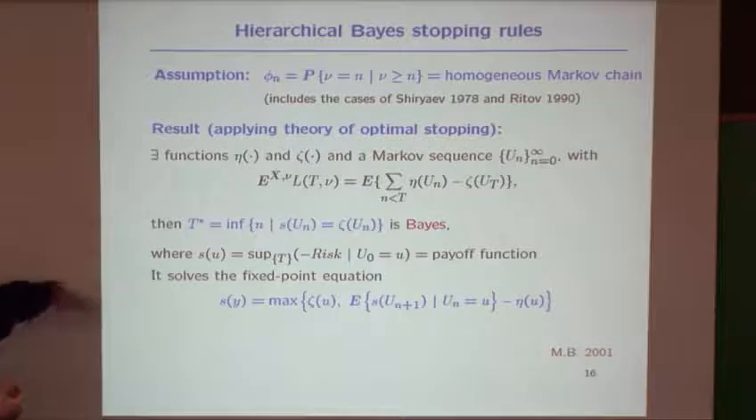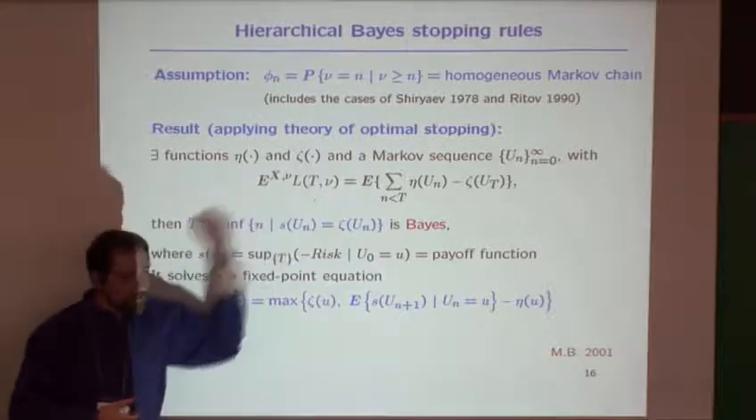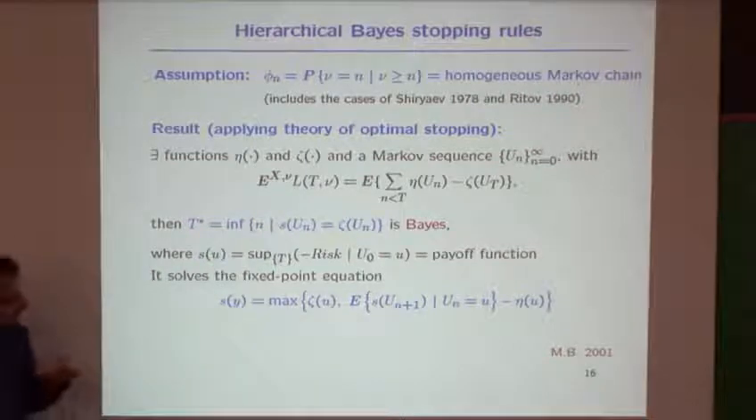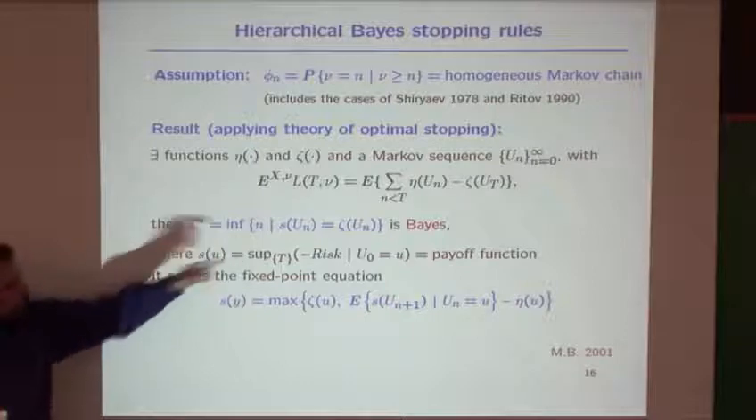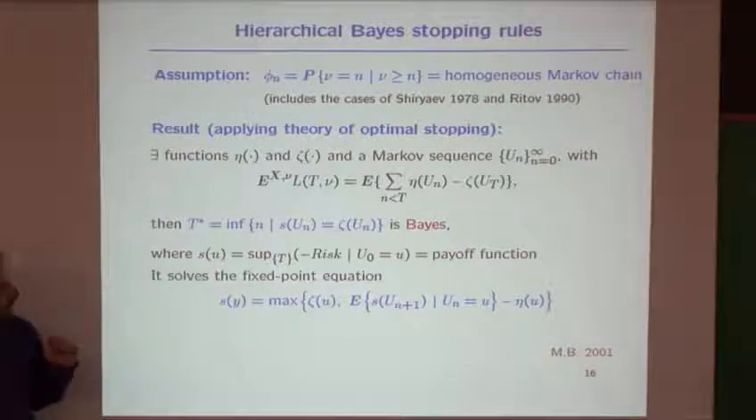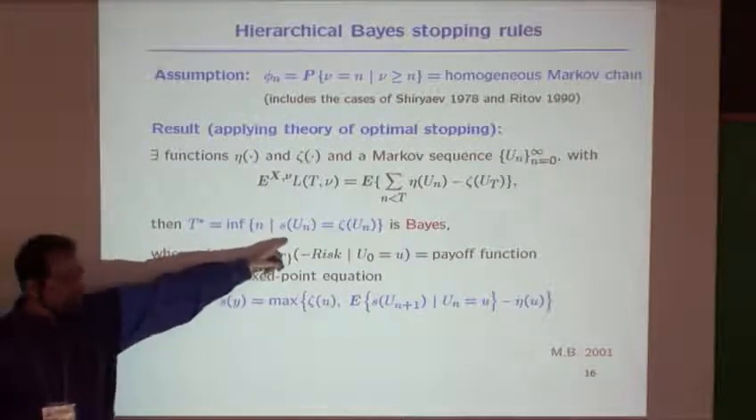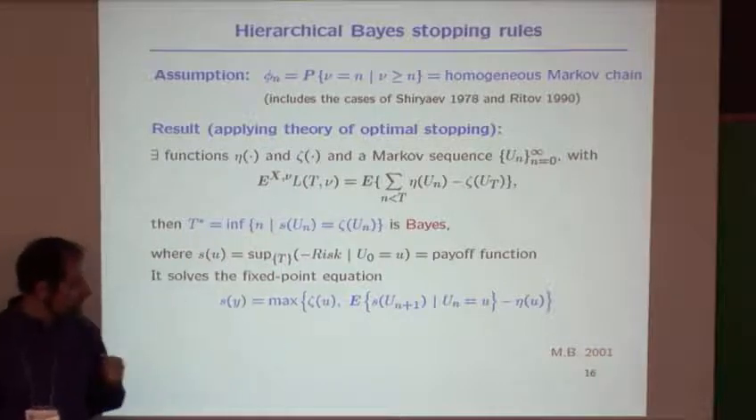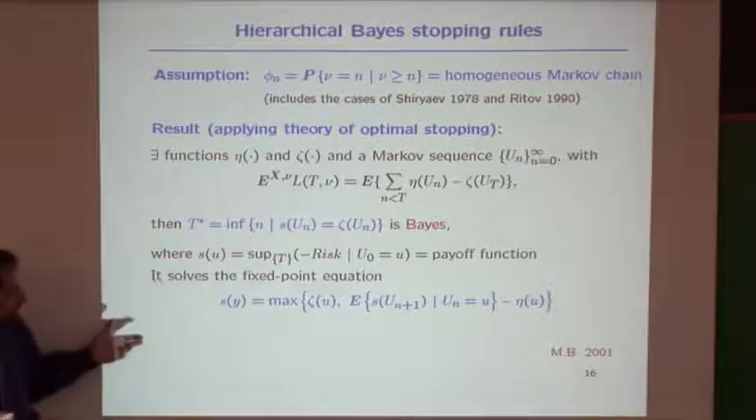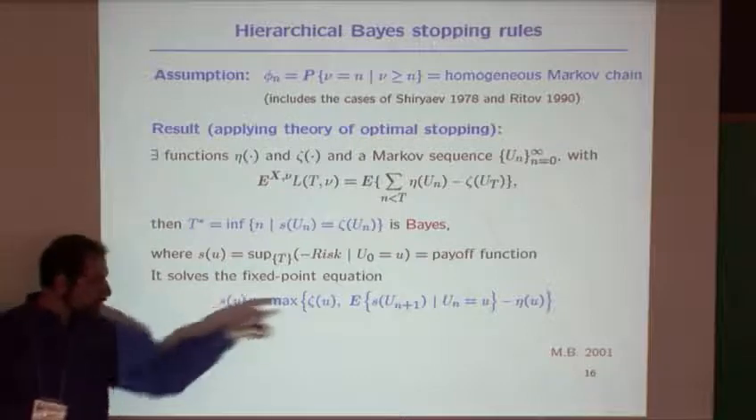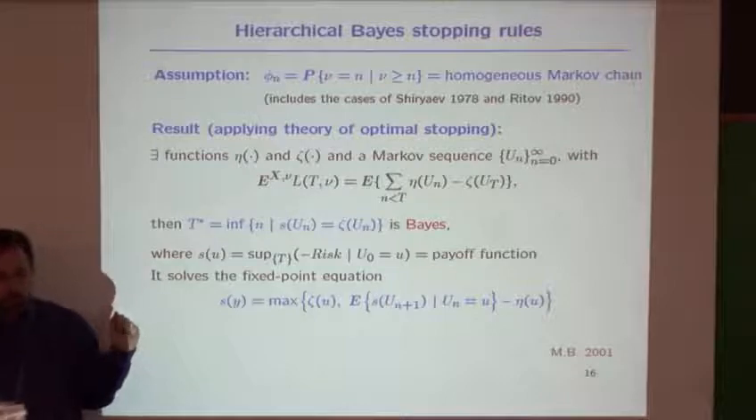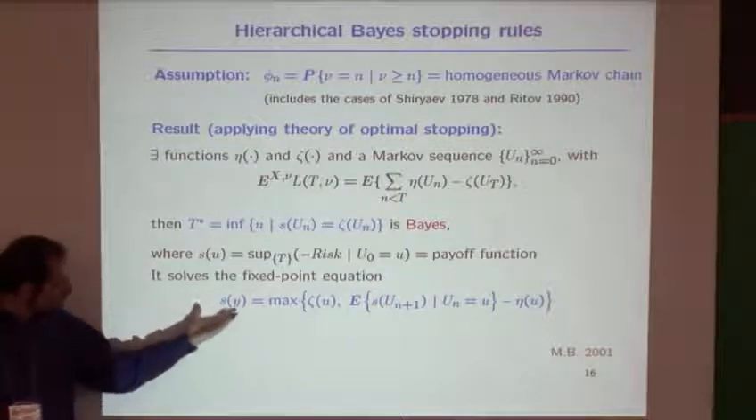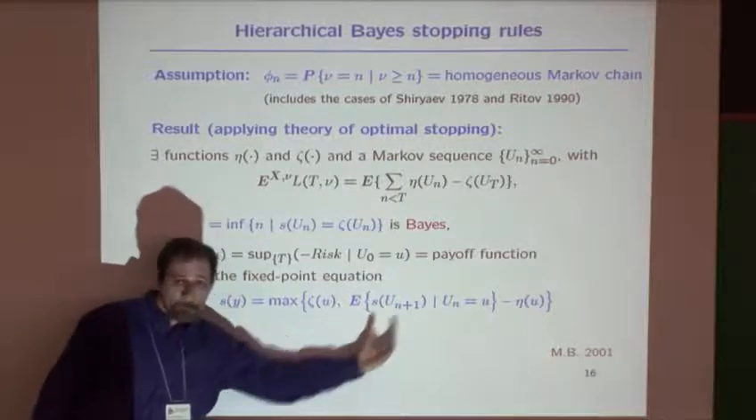Then using Shiryaev's theory of optimal stopping, when you represent the expected loss as this expected linear combination of certain functions, the stopping rule of this form will be Bayes, where, again, you need to compute this Bayes function, S. This is, again, the Bayes function. Well, Shiryaev suggests the way. The Bayes function has to solve this equation that has maximization and integration, but it's a fixed point equation. It expresses the Bayes function in terms of itself.